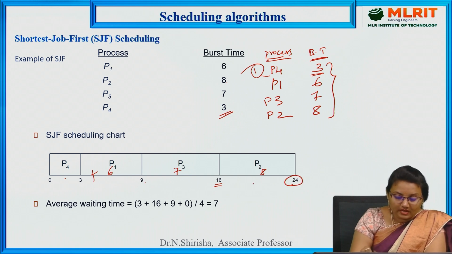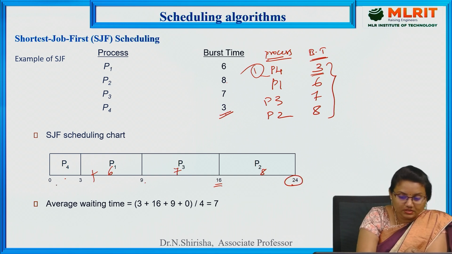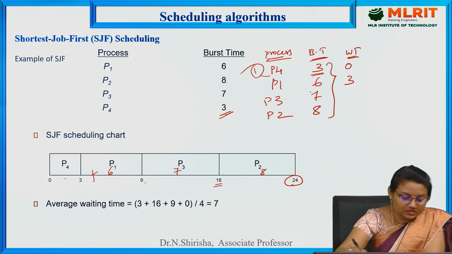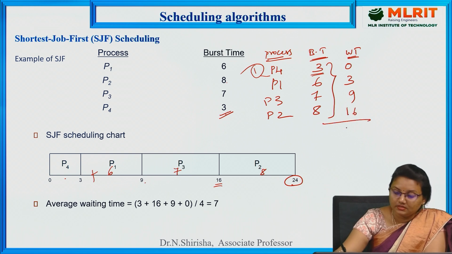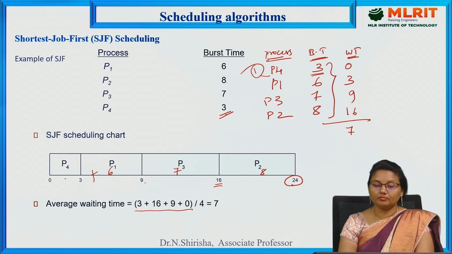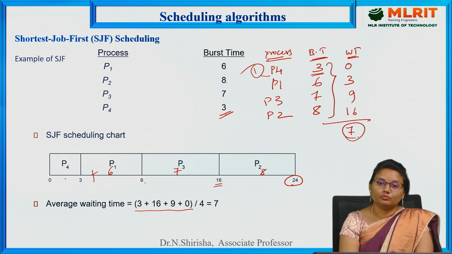Now, what is the average waiting time? Let me write the waiting time here. The waiting time for process P4 is 0, for process P1 is 3, process P3 is 9, and process P2 is 16. Just calculate this. The number of processes is 4. So, 3 plus 16 plus 9 plus 0 divided by 4, you get 7. So, the average waiting time for this will be 7.